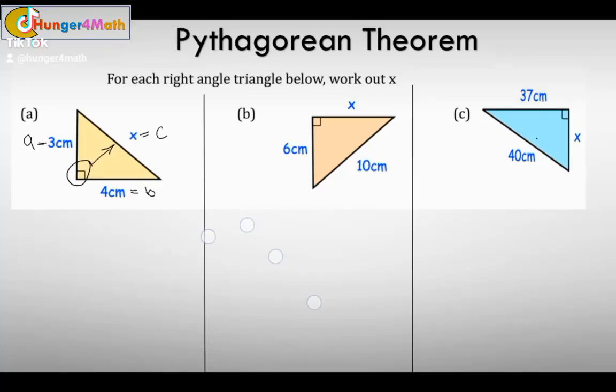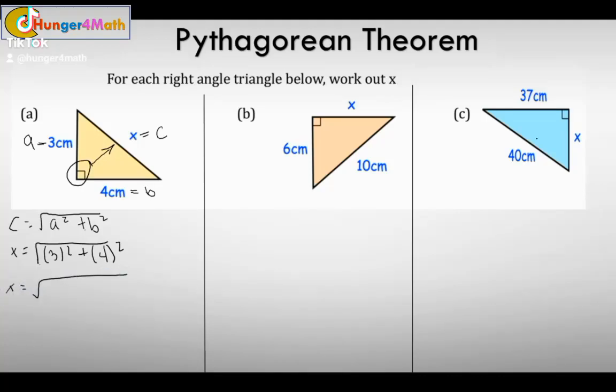For the formula of the hypotenuse, C is equal to the square root of A squared plus B squared. Now let's substitute. x is equal to the square root of A, which is 3 squared, plus B, which is 4 squared. Let's copy x equals square root. Now 3 squared is 3 times 3, that is 9. Then plus 4 squared is 4 times 4, which is 16.